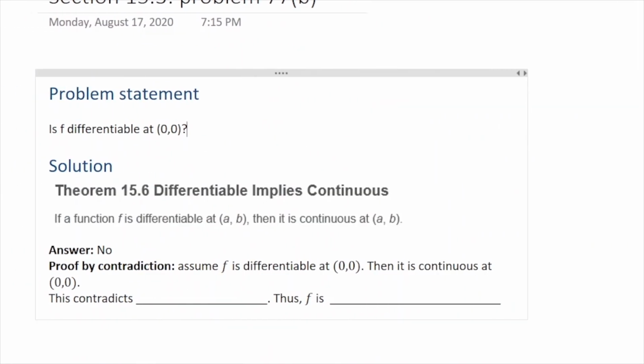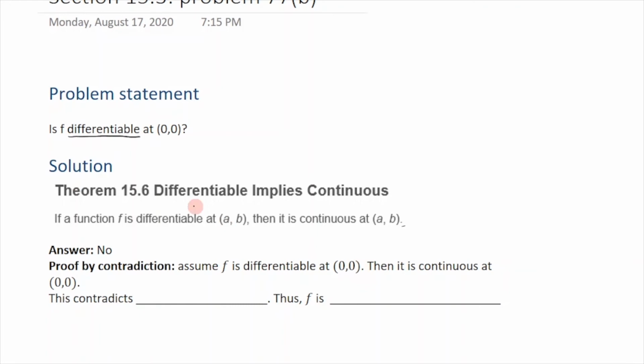In part B, the same function, but now the question asks, is f differentiable at 0, 0? Now, I'm going to use this theorem that you guys covered in class. It says that if a function is differentiable at a point, then it's continuous at this point. So the answer to this question is no, the function is not differentiable, and I'm going to prove it using contradiction. So I'm going to assume that the function is differentiable at 0, 0.